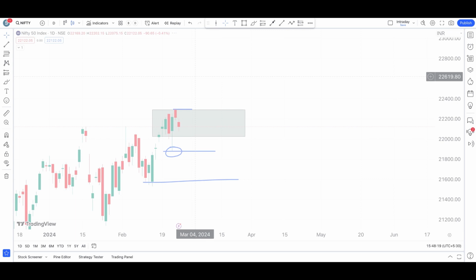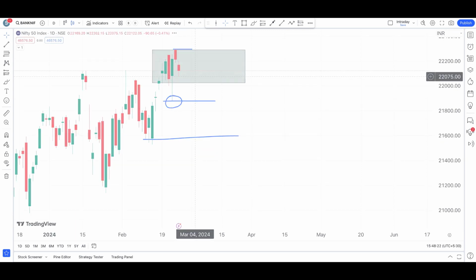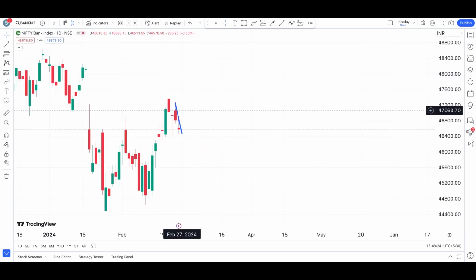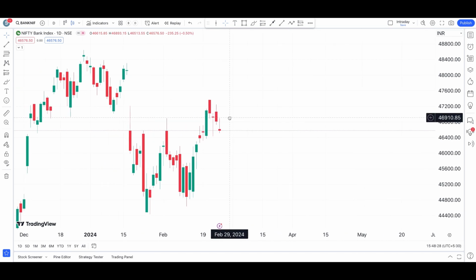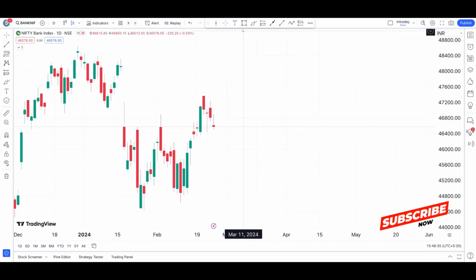Now let's quickly change our chart to the Bank Nifty. Yes, so here we have the Bank Nifty. Let's first remove these drawings which you have drawn from the intraday chart. So even here, it was the same scenario.